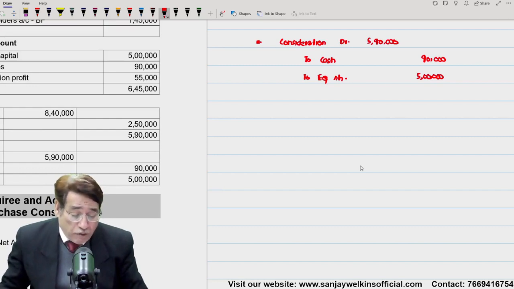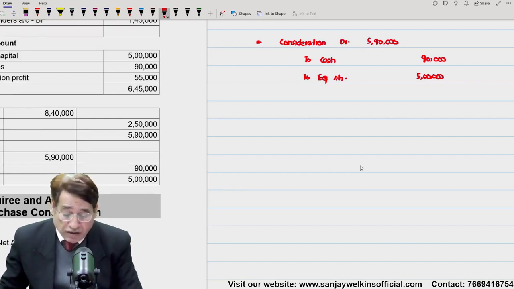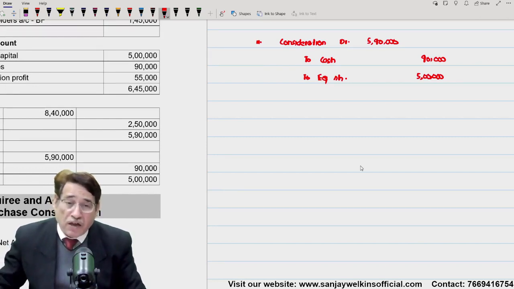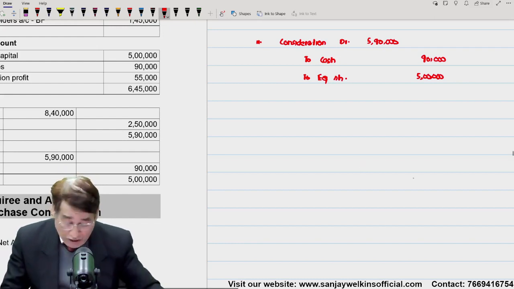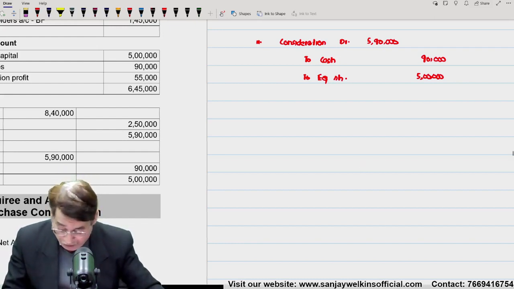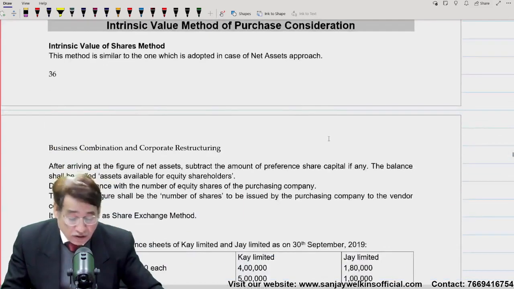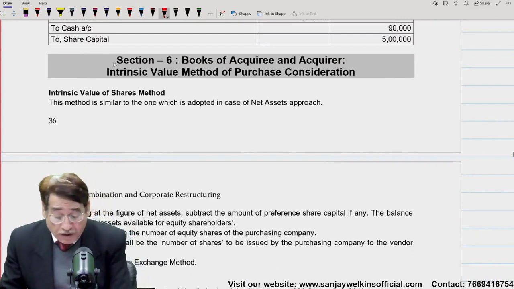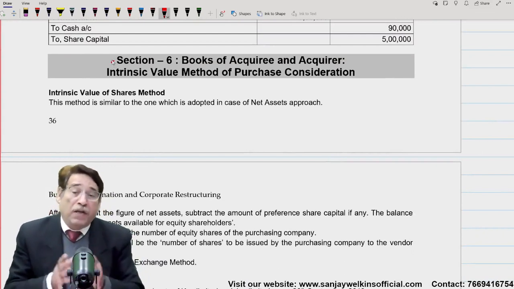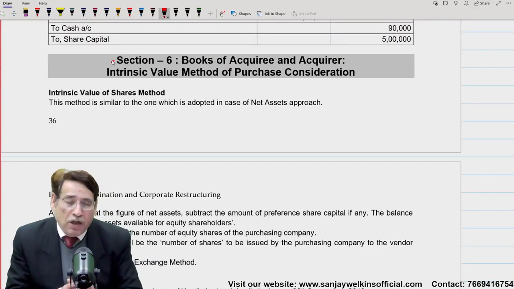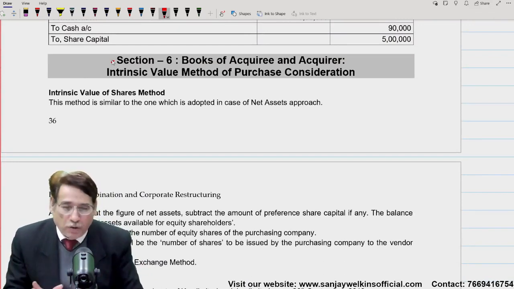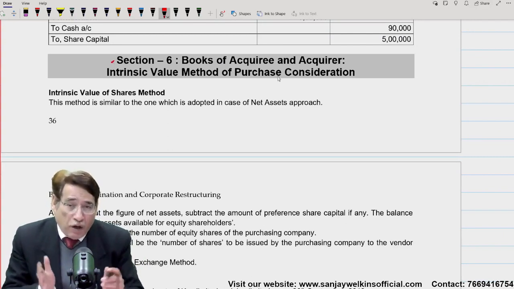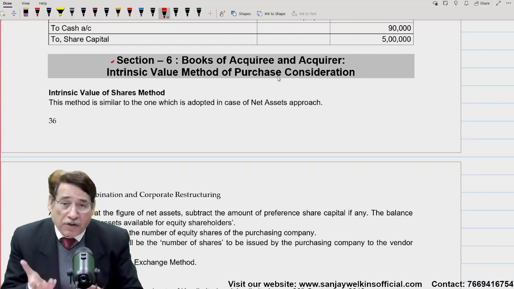After this, now we come over to the next section, and the next section is quite vital, because in this particular section we will learn computation of purchase consideration through the intrinsic value method. What is the intrinsic value method? I will let you know in a short while. Don't worry about it. I will give you a detailed explanation regarding the same and when we are supposed to use the intrinsic value method.